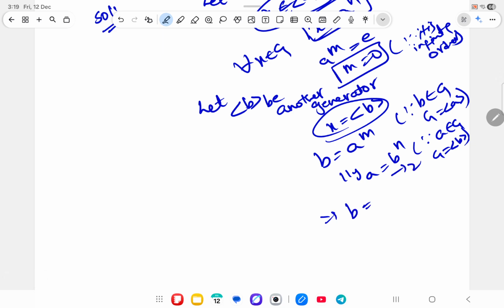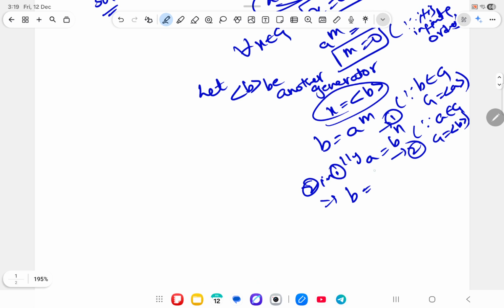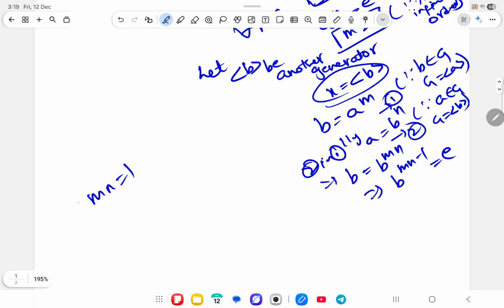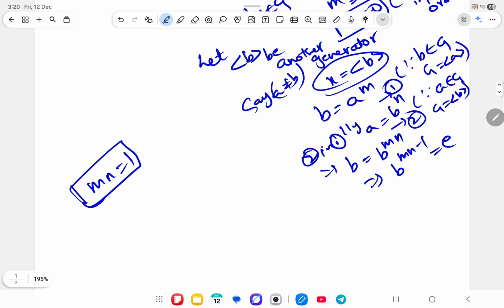Now if you combine this, b is equal to b power mn, this implies b power mn minus 1 is equal to e. But since it is an infinite cyclic group, mn should be 1, right? Say a not equal to b, otherwise there is no point. It implies m is equal to minus 1, n is equal to minus 1, or m equal to 1, n equal to 1.